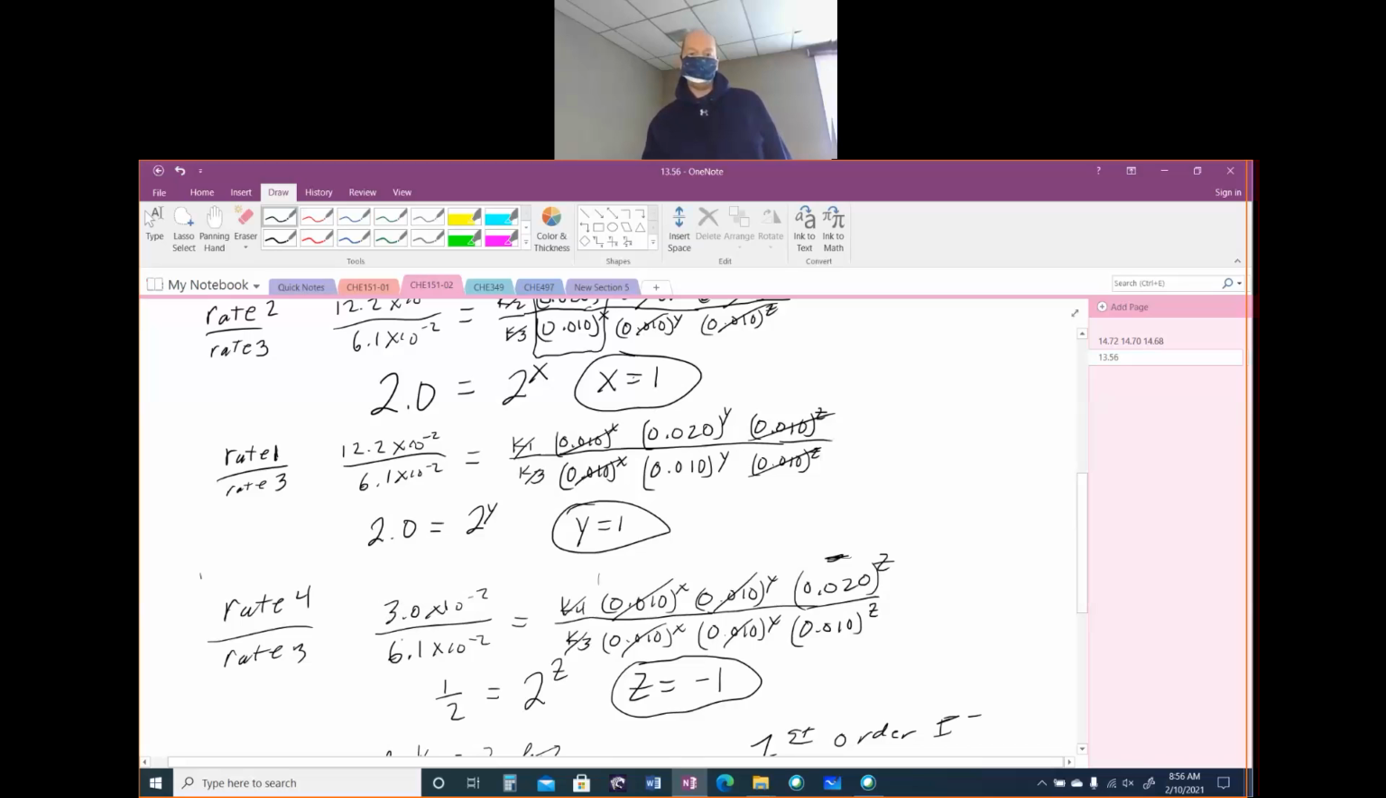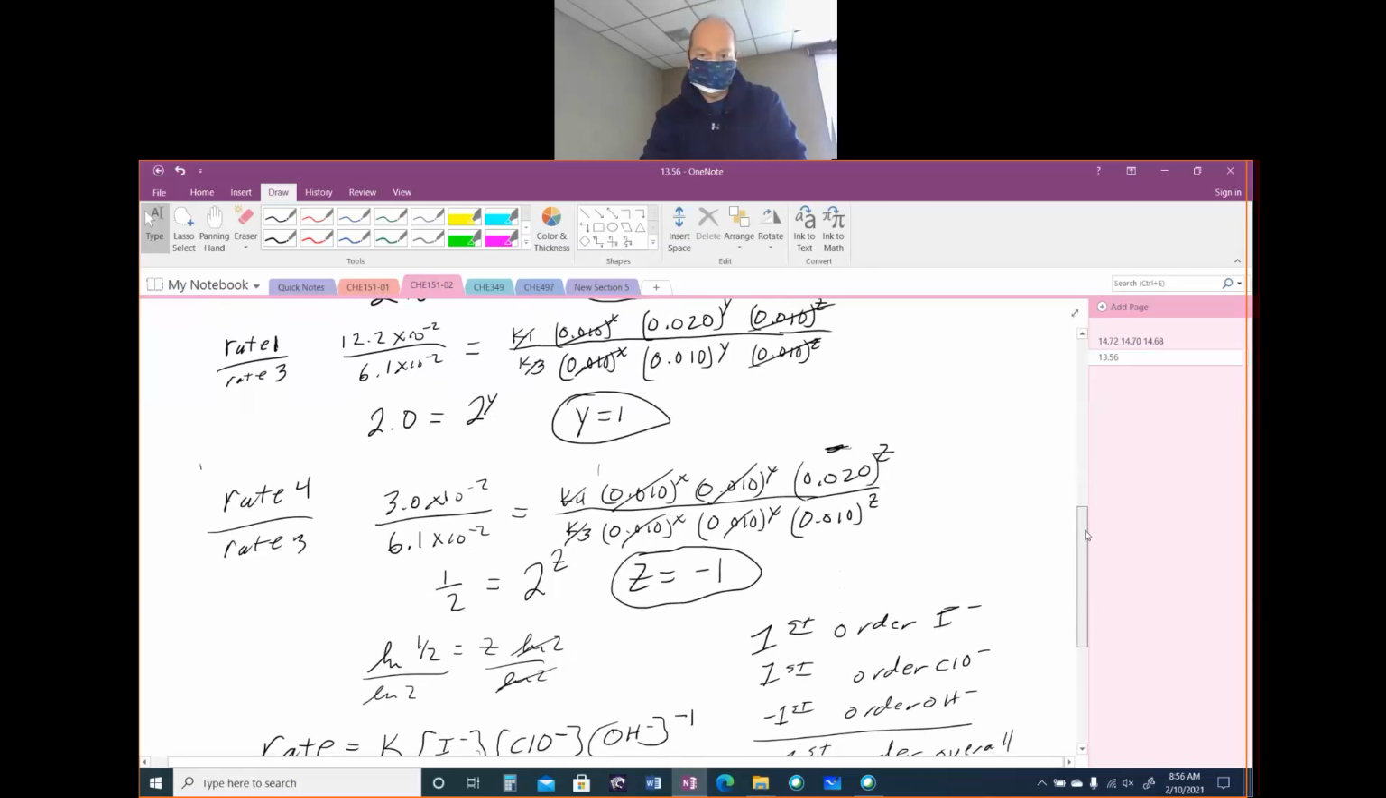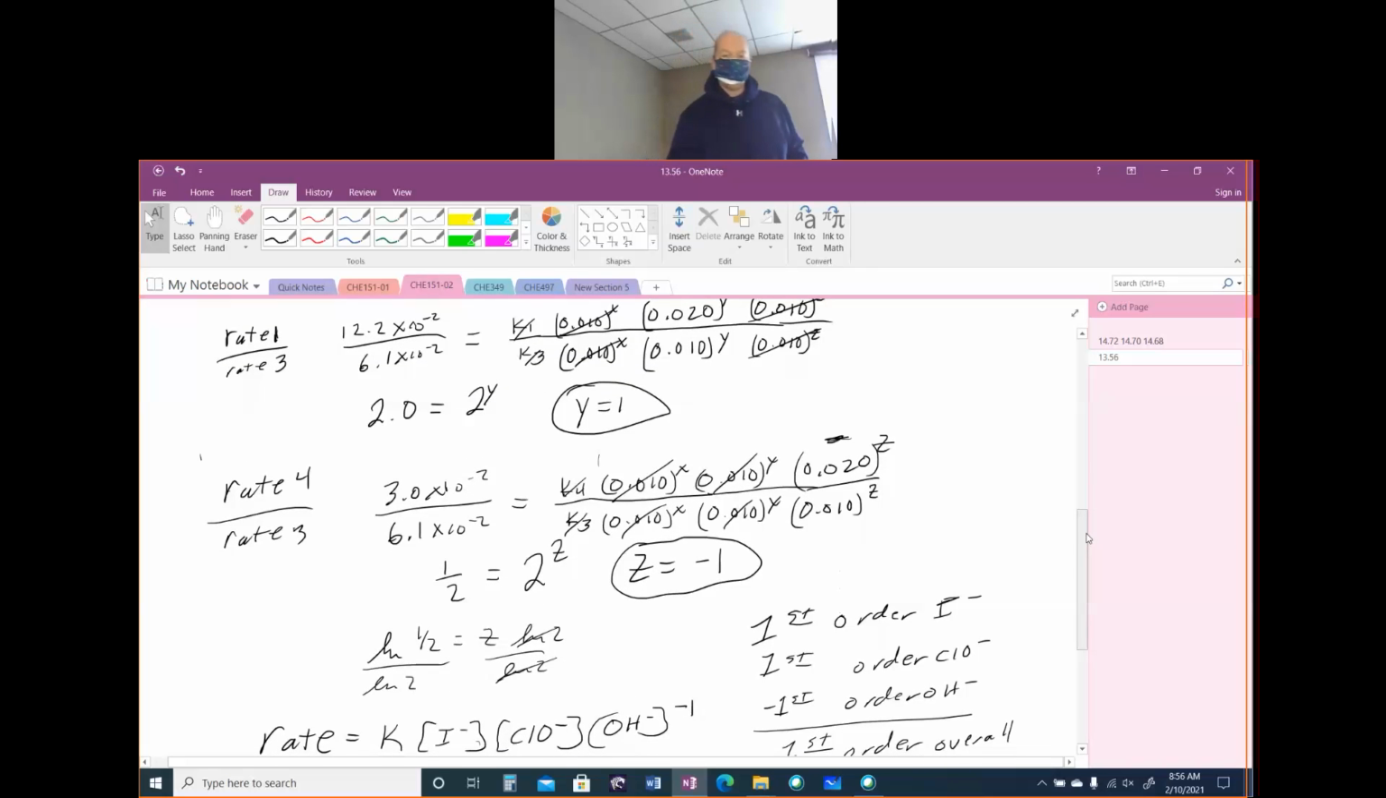When you take the 3.0 divided by the 6.1, you get a fraction, 1/2. You can put it in decimal. Mathematically, I see the answer as z is equal to -1. Now remember, if you don't see that as the answer, if you get a decimal like 0.49, to solve it you have to do the logs. It doesn't matter if you use the ln or the log. When you take the ln of both sides, your exponent comes out in front. So this is the ln of 1/2, and this is z times the ln of 2. To get z by itself, you divide both sides by the ln of 2. That's how you get your z of -1.